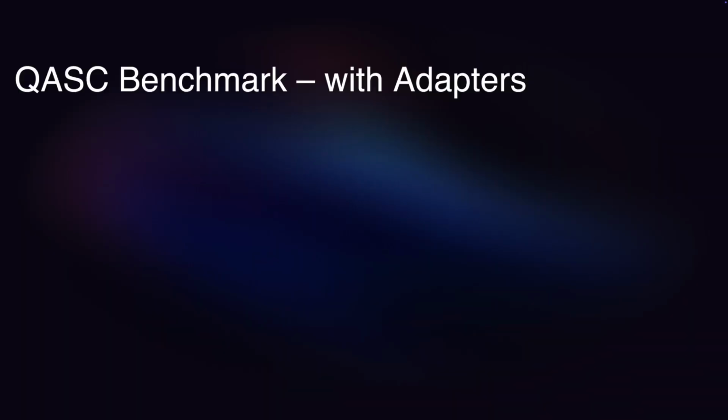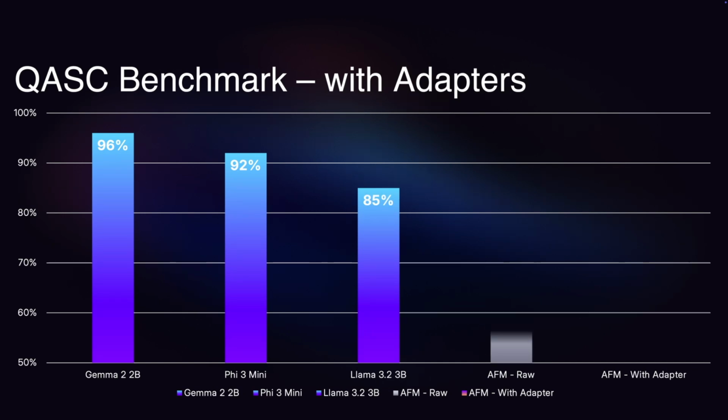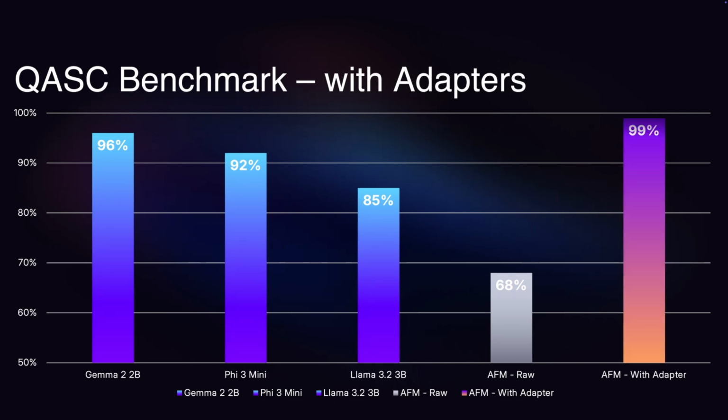The first test we ran used the QASC dataset. It's also a set of multiple choice questions, more about grade school science with some supporting context. You can see that out of the box, the Apple Foundation model performed significantly worse than stronger models we tested. However, when we trained a custom adapter for this task, its performance jumped, blowing other models out of the water. This shows how powerful adapters can be.